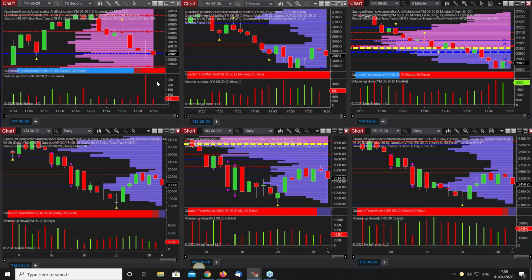Big spike in volume here on the 15-second. Effort to rally, big volume. And what do you expect from that? Well, probably not going to go up from there, probably more likely to go down.